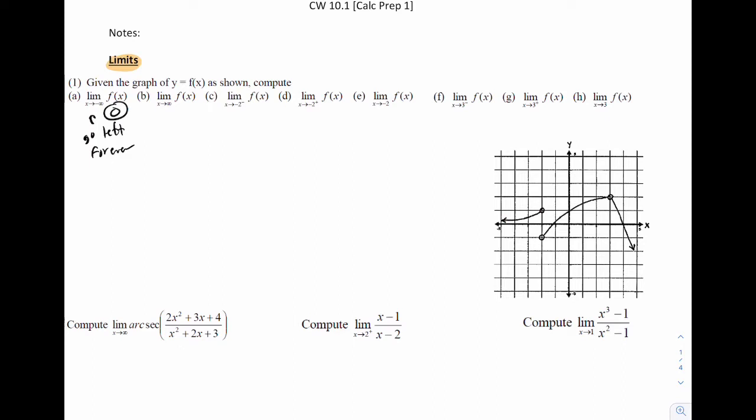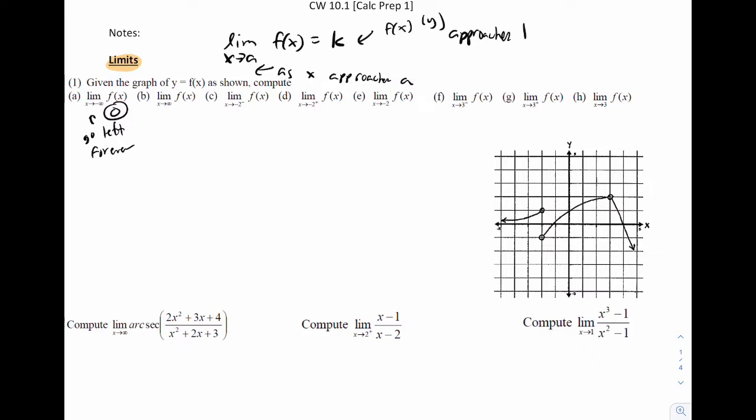Now if you're wondering how I did that, remember the basic idea of a limit. This means as x approaches a, f of x or y approaches k. So it's all about this word approach. As x approaches a, y approaches your other value, and that's going to be your answer, right? So this k value is what we're looking for.